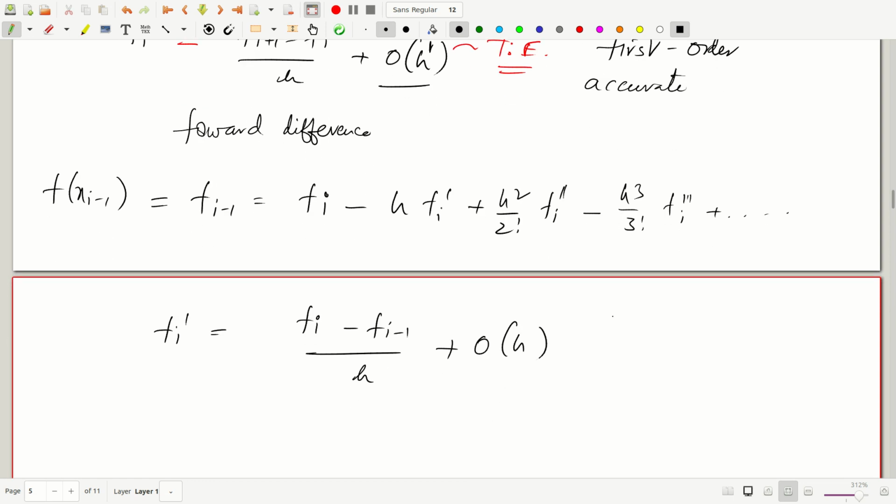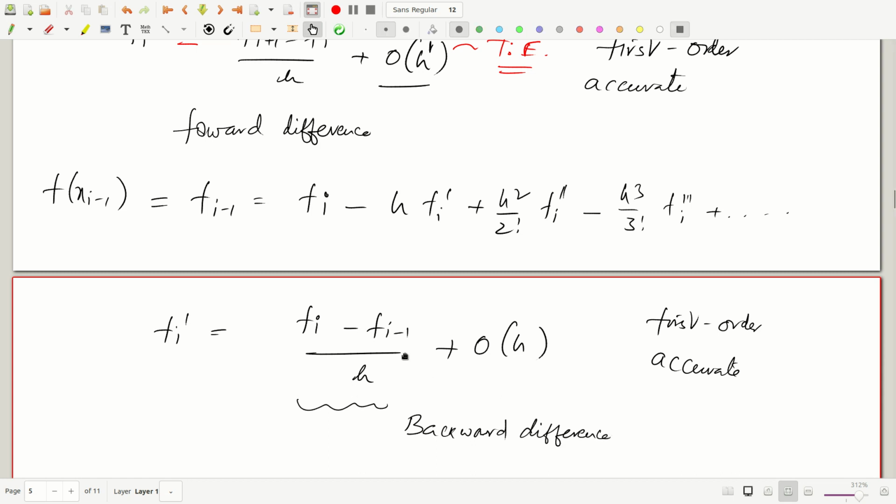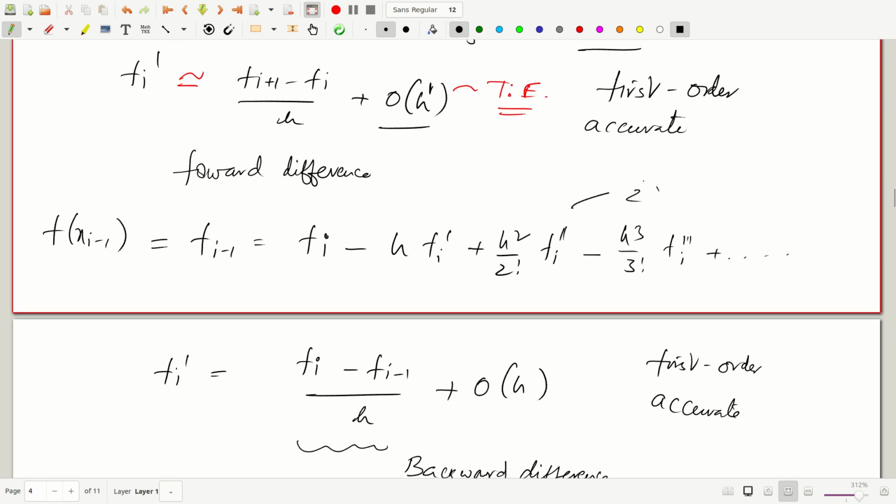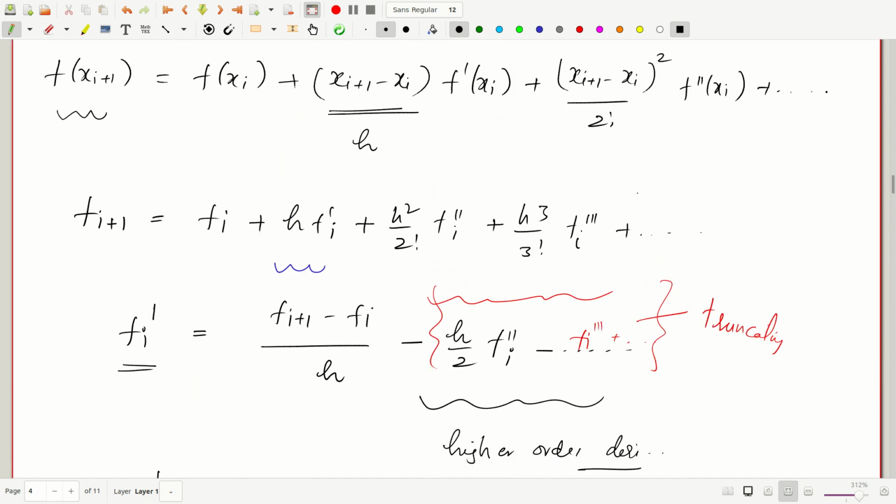So this is also a first order accurate formula, right? The only thing is that now, if you want to calculate at i, it depends on the function values at i and i minus 1. So this is more like the backward difference, because we are going to values of i that are smaller than the i that we are trying to compute. Okay, so similarly, let's call this equation 2 and let's call this equation 1.